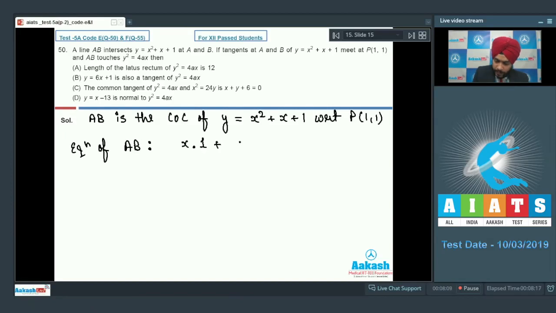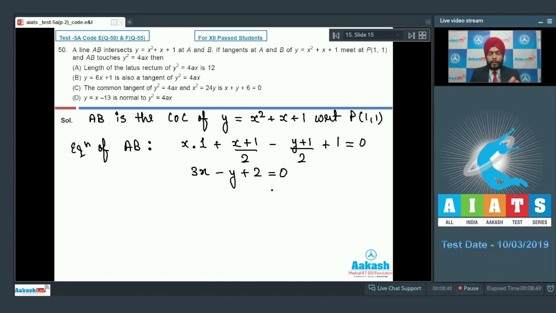x1 plus x1 by 2 minus y plus y1 by 2 plus 1 equals 0. So this is 3x minus y plus 2 equals 0.